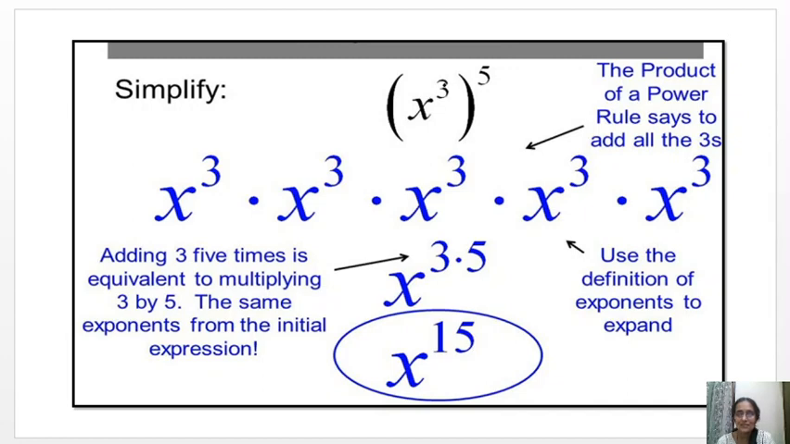In such questions, you will get the answer by multiplying both the powers. When the power has to be taken for a power base, then both the powers have to be multiplied. 3 into 5. x power 15 is the answer.